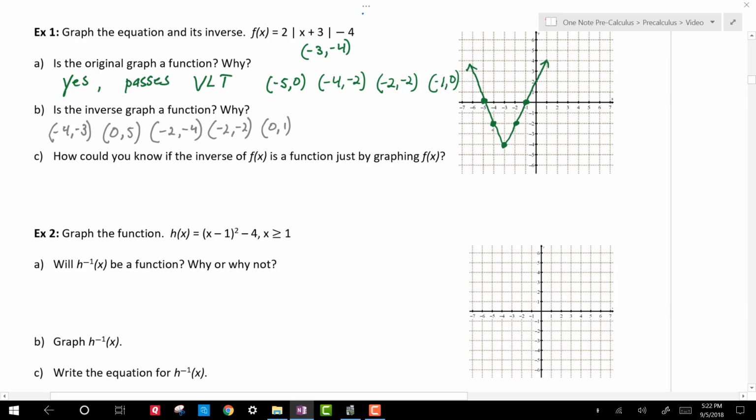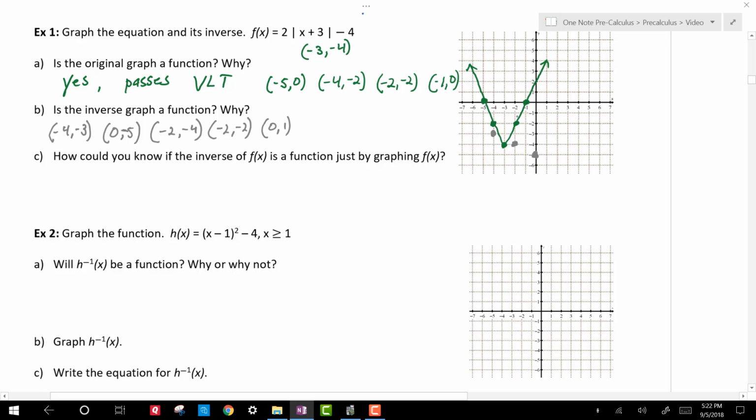-4, -3 is right here. 0, 5. Wow, 0, 5. Way up here? Did I do that? Oh, so you know what? This should be 0, -5. Sorry about that. So 0, -5. Oh, that's down here. Okay, I was looking at the wrong spot. Okay, so 0, -5.